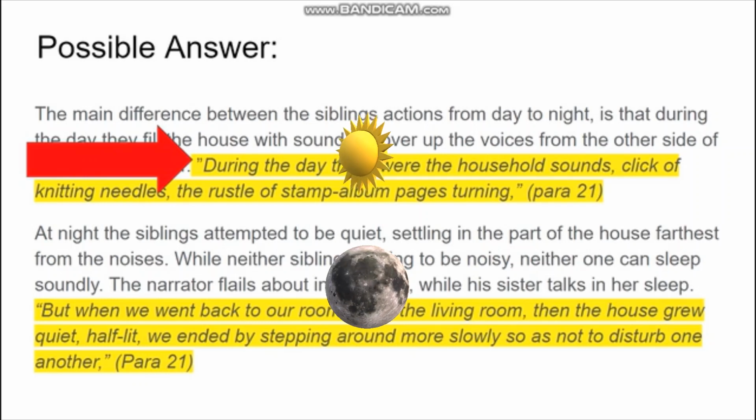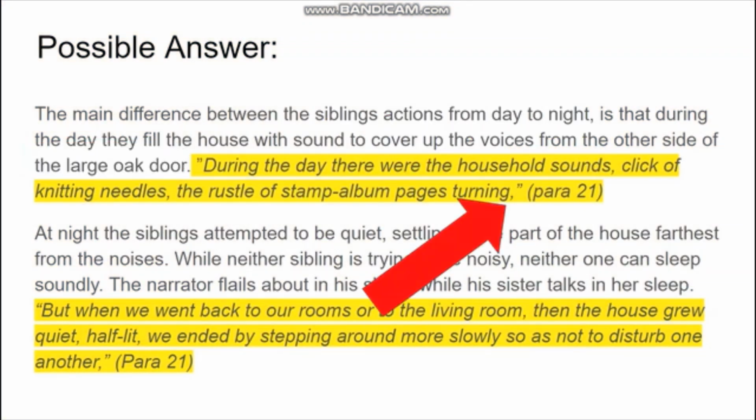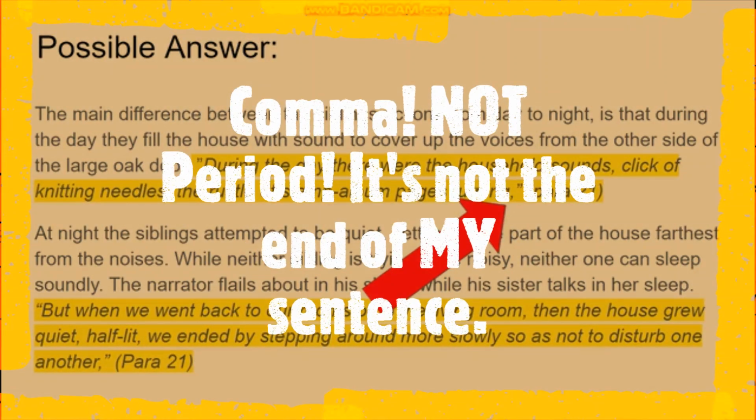Notice that when you put a quote in an answer, you need a quotation mark. This is going to mark to your teacher or to a reader that you did not write what is coming after the quotation mark. So you need to make sure you have your quotation marks every time you are putting a quote from another text in your answers. The next thing that I'm going to note is the comma. I did not put a period at the end of this sentence because it is not the end of my sentence. You put a comma and then a quotation mark, and then you put the paragraph or page number that you found the evidence on.